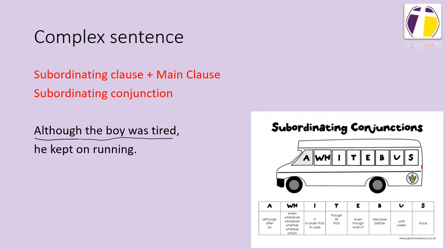One thing to remember about the main clause is that it makes sense by itself. The subordinate clause does not. One thing we can do with complex sentences is swap the main clause and the subordinate clause around. So instead of reading, although the boy was tired, he kept on running, we could write the sentence as, he kept on running, although the boy was tired. If we have the main clause at the beginning of the sentence, we must ensure that we do not have a comma after the main clause.